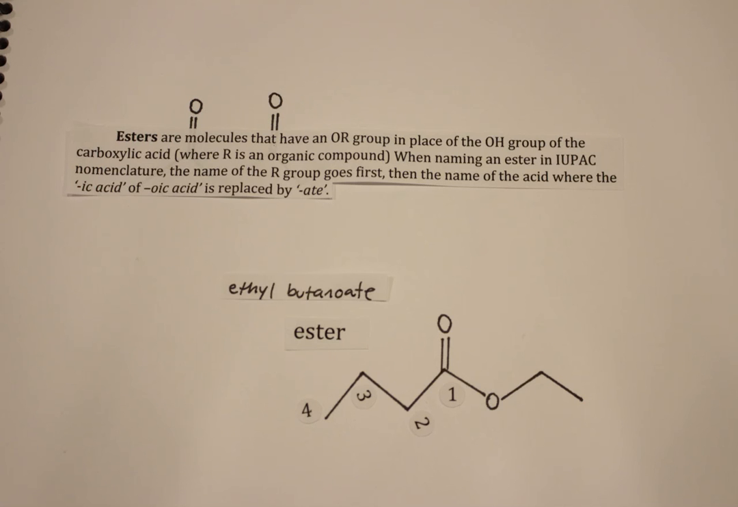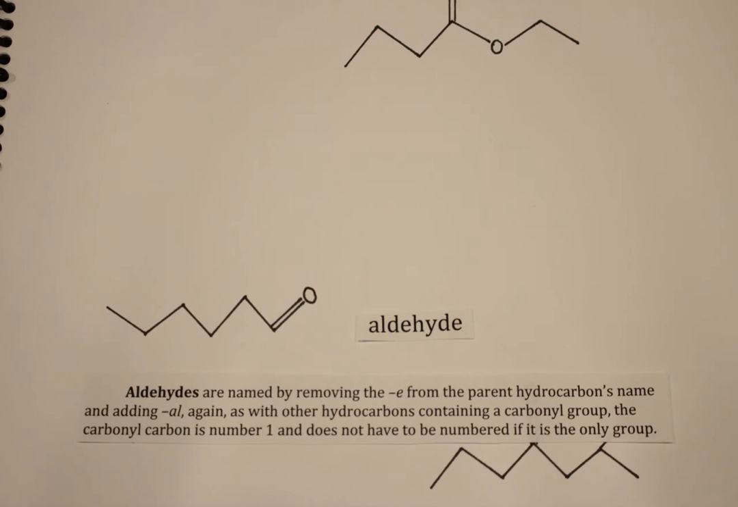So if we look at this molecule, we see there's an ethyl here, that'll go first, ethyl. We see that this is a butanoic acid, so it will be ethyl butanoate. The next molecule we're going to look at is an aldehyde.